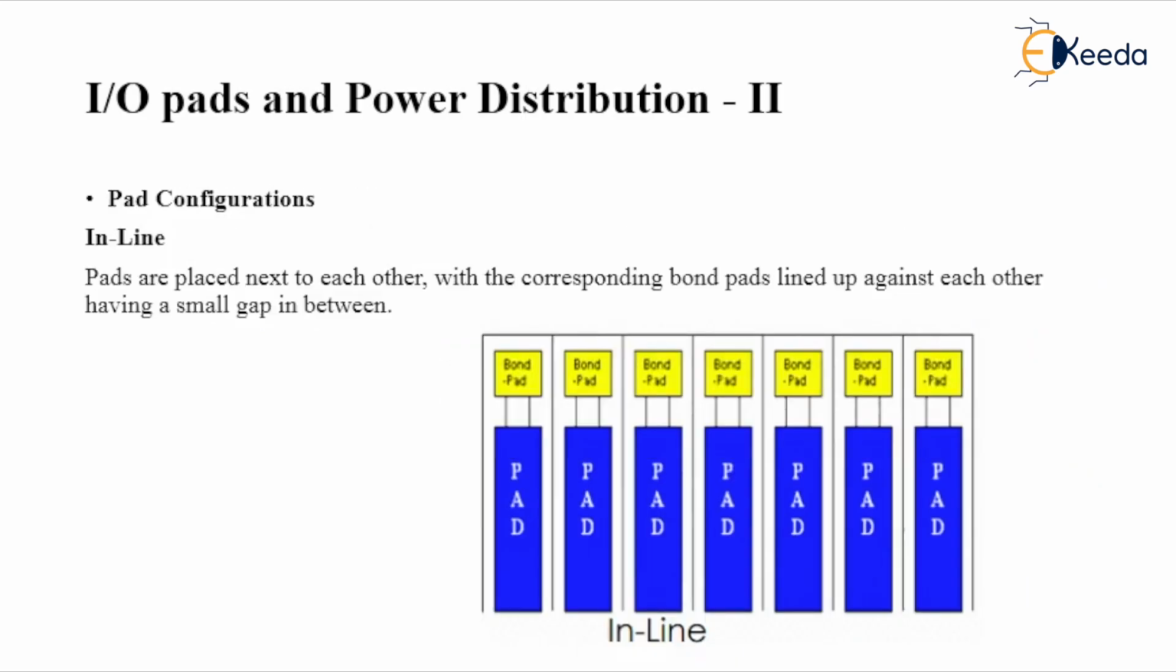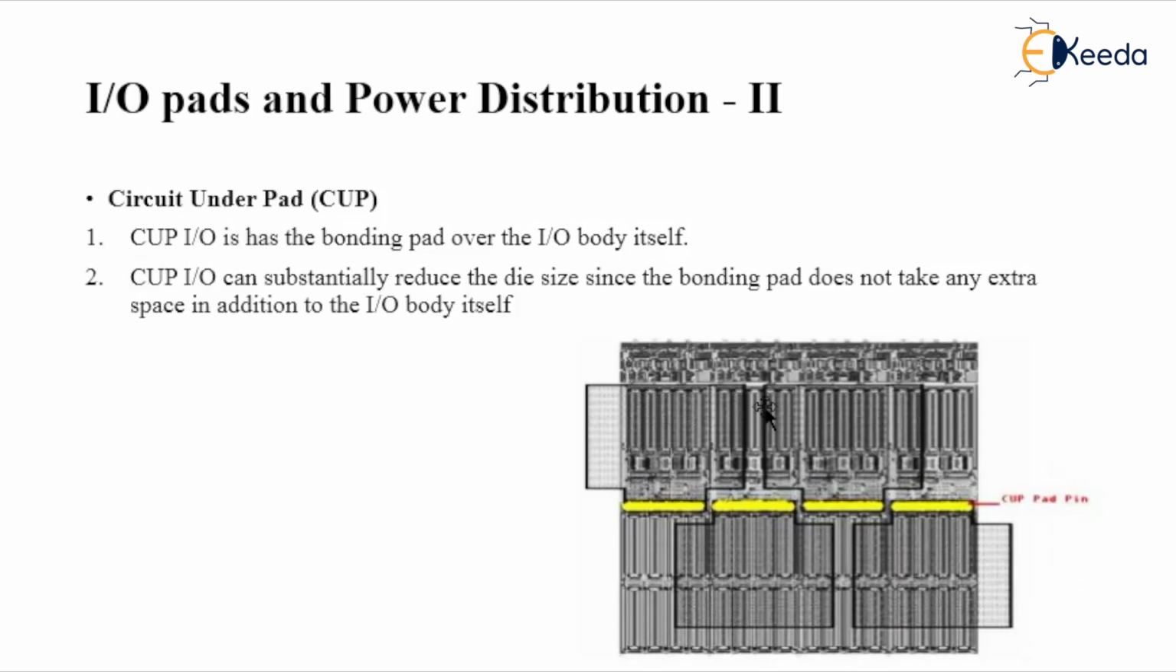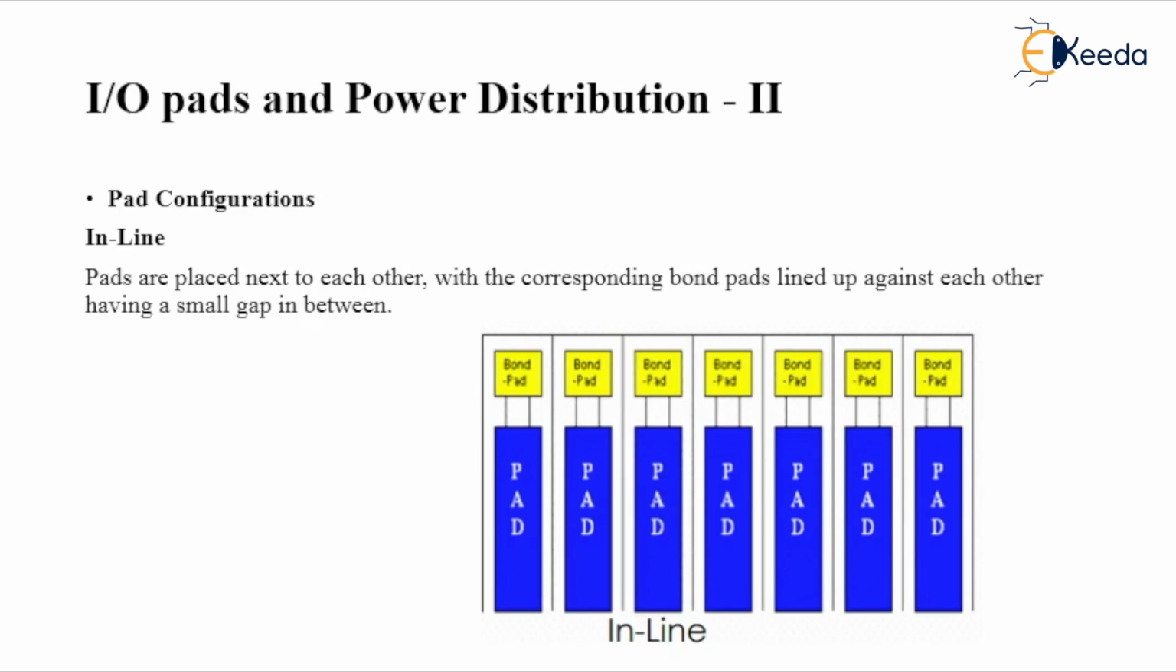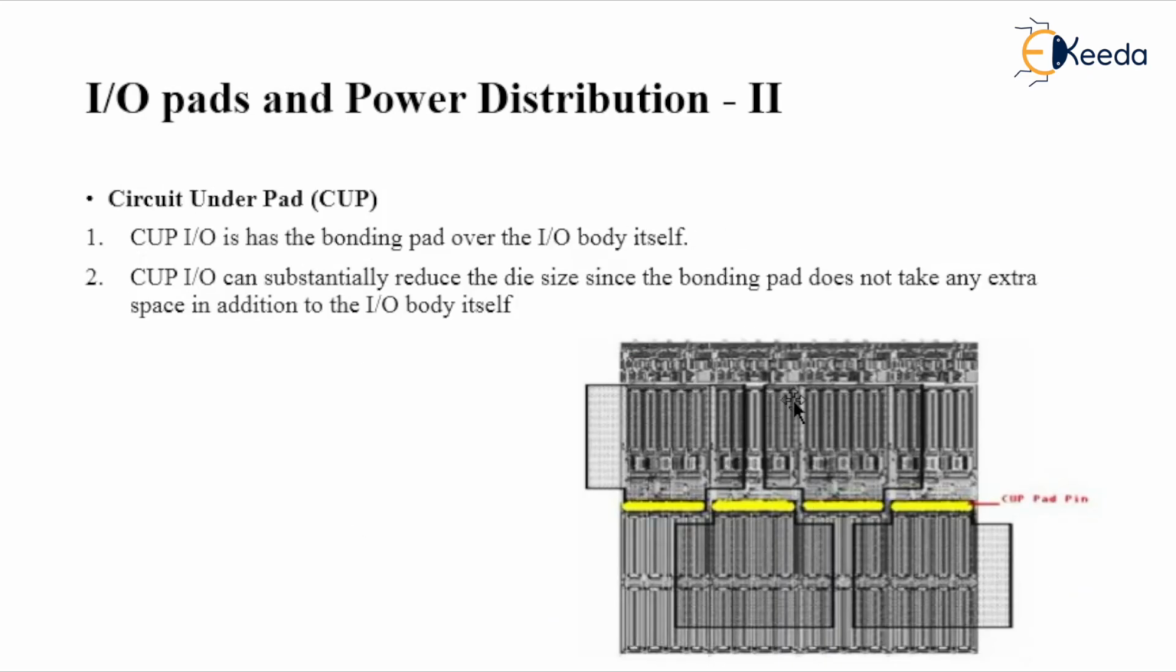If you compare the inline and staggered pads, the die size here is very small, since the bonding pad doesn't require any extra space in addition to the input/output body itself. Inline and staggered require more space, but here it takes a small space. So the CUP input/output can substantially reduce the die size.